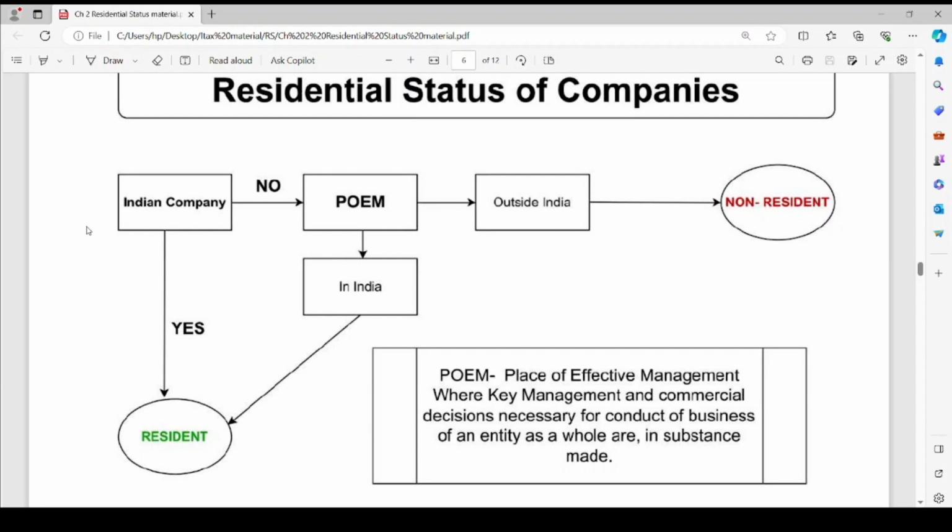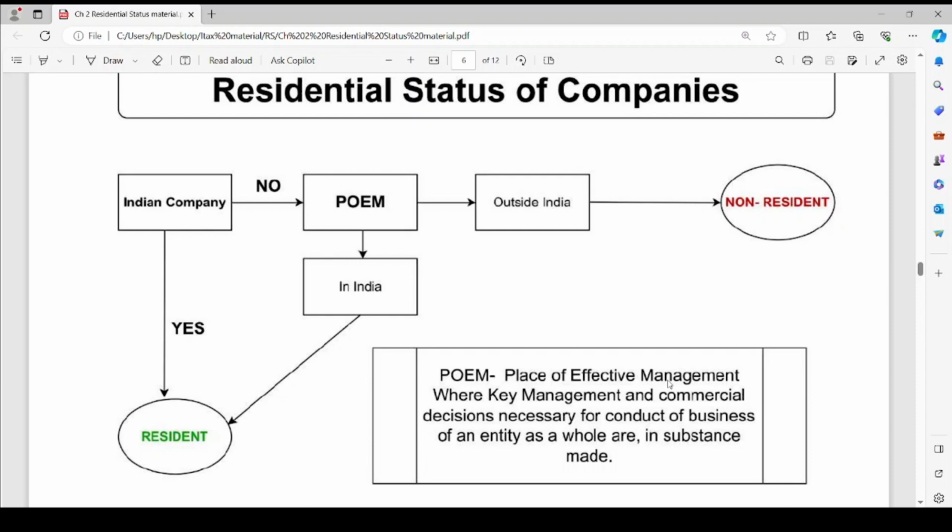If the company is not an Indian company, then we have to go for POEM. POEM means place of effective management, that is where the key management and commercial decisions necessary for conduct of business of an entity as a whole are in substance made. So where the key management and commercial decisions which are necessary for conduct of business of the company are made, where the business decisions are made, such place is called the place of effective management.